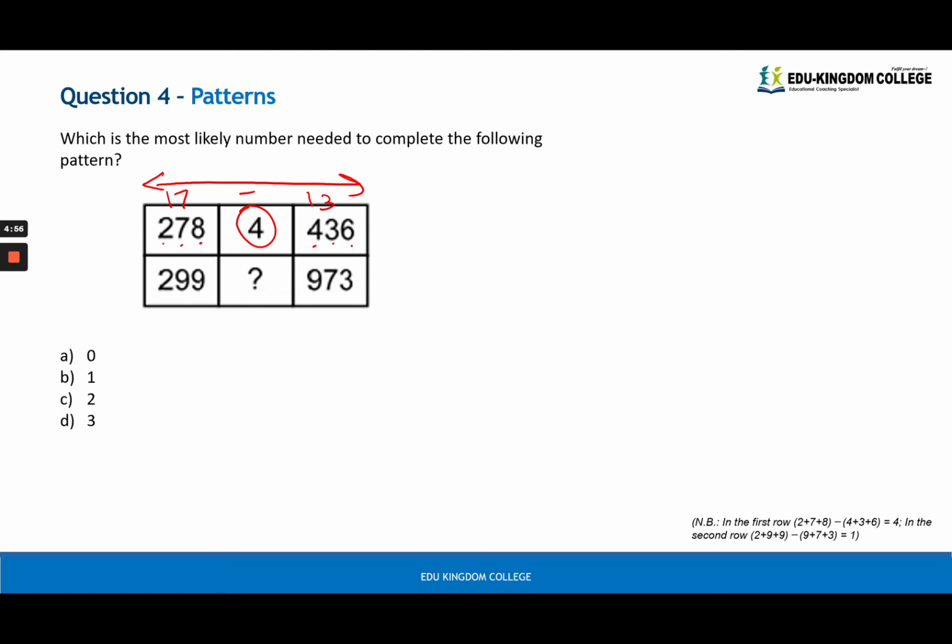So let's try this one, 299. 9, 9, 18 plus 2 is 20. 9 plus 7 is 16 plus 3 is 19. You minus and you get 1 whole. Option B.